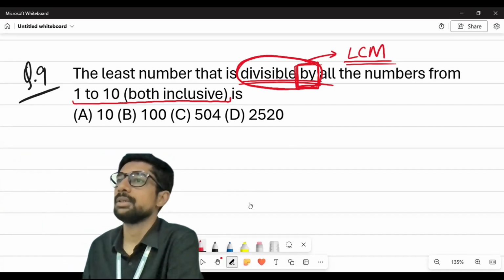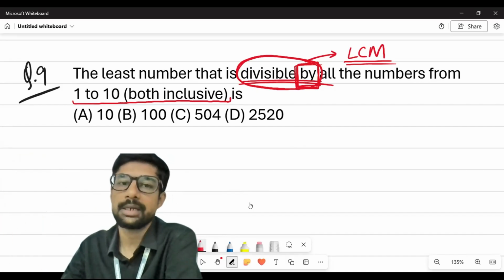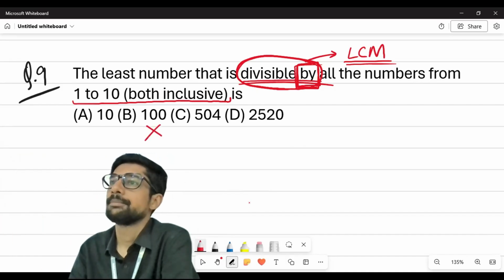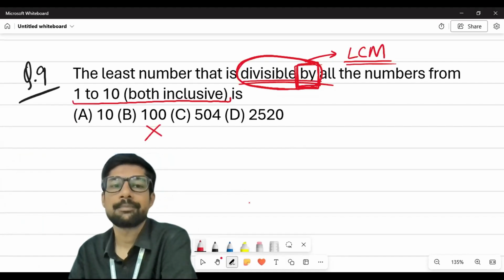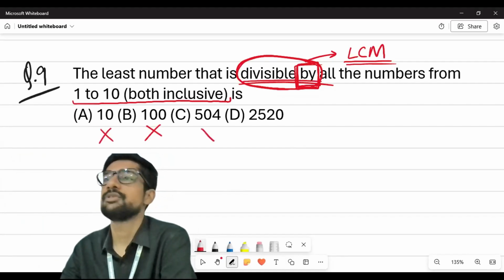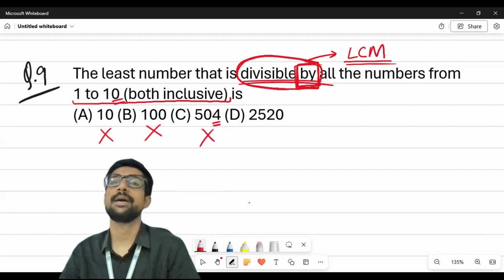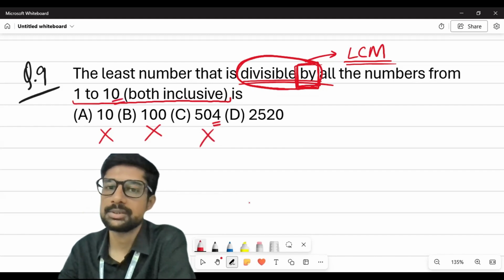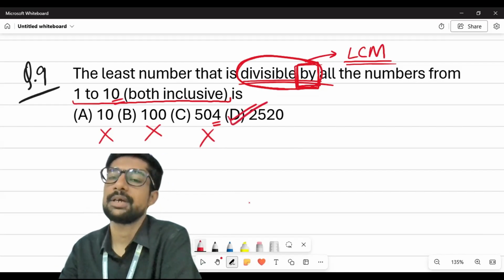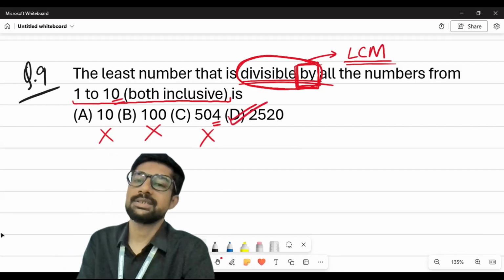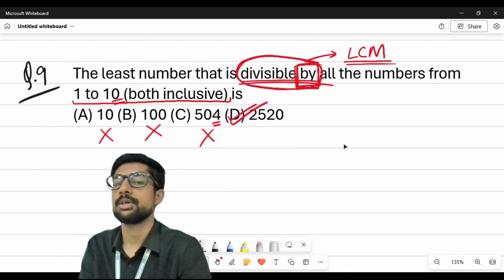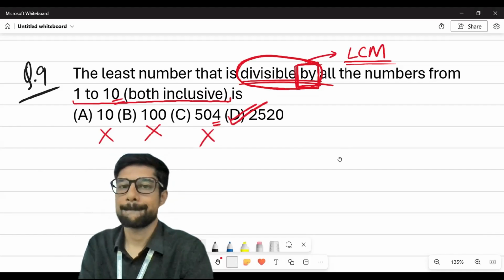Can we do the elimination thing? It's very easy. Performing the full calculation will take time. 100 will cancel out, it's not divisible by 3. 10 will cancel out. 504 will cancel out because it does not have a 0 at the end, so it cannot be divided by 10. That's our answer. Yes, 2520. That's the number which is divisible by all the numbers from 1 to 10.